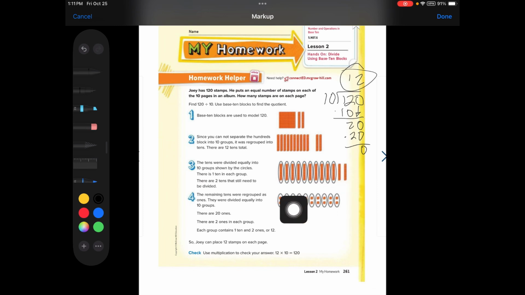So then you break them up into ones, little tiny marshmallows or brownie bites. There are 20 ones. There's enough for 2 groups in each one. So each group contains 1 10 bar and 2 ones, or 12, which is what our answer was up at the top. But that is how you draw that in models. Let's go to the next page and I'll demonstrate that again.